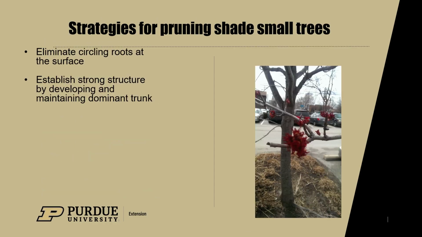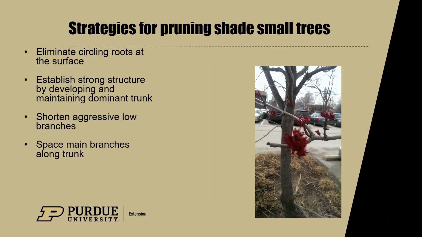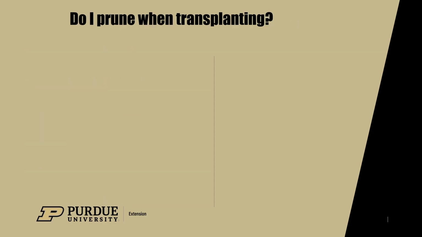Some of the strategies for pruning these smaller trees: first of all, as I talked about yesterday, look down before you look up. Correct any circling, girdling roots before you mess with anything up top, because that will slowly strangle the plant. You want to establish a strong structure with a single main branch. You mentioned yesterday that oak out there is a good example of that. Eliminate any touching branches and remove dead branches.